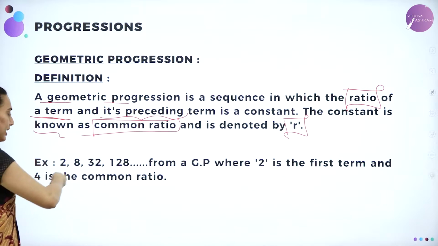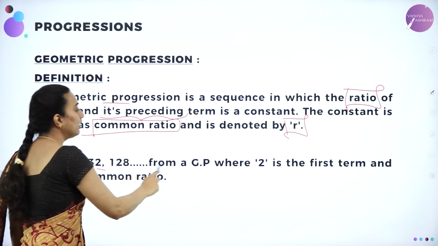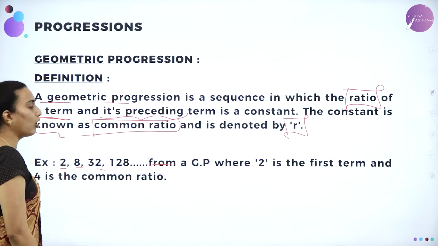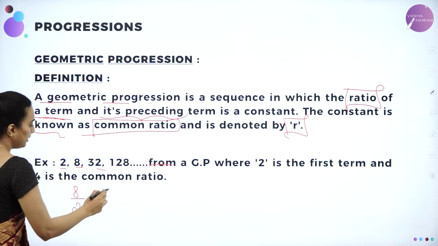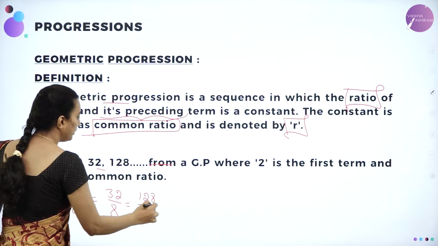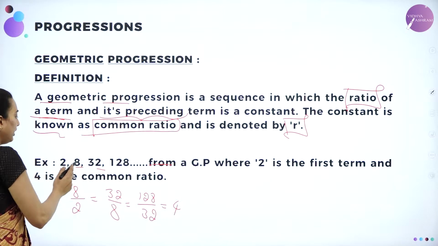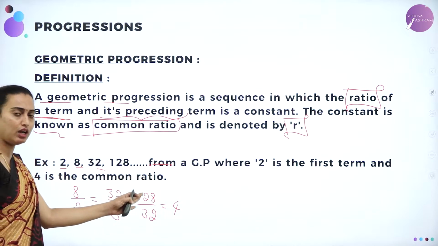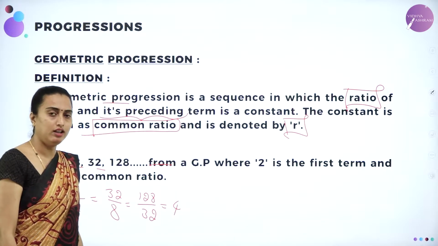And then this is an example I have taken. 2, 8, 32, 128 form a GP, where 2 is the first term and 4 is the common ratio. How is 4 the common ratio? 8 by 2 is equal to 32 by 8 is equal to 128 by 32, which is equal to 4. You can take the ratio 8 by 2 or 32 by 8 or 128 by 32, which will give you the same constant. Understood? This is what you need to learn.